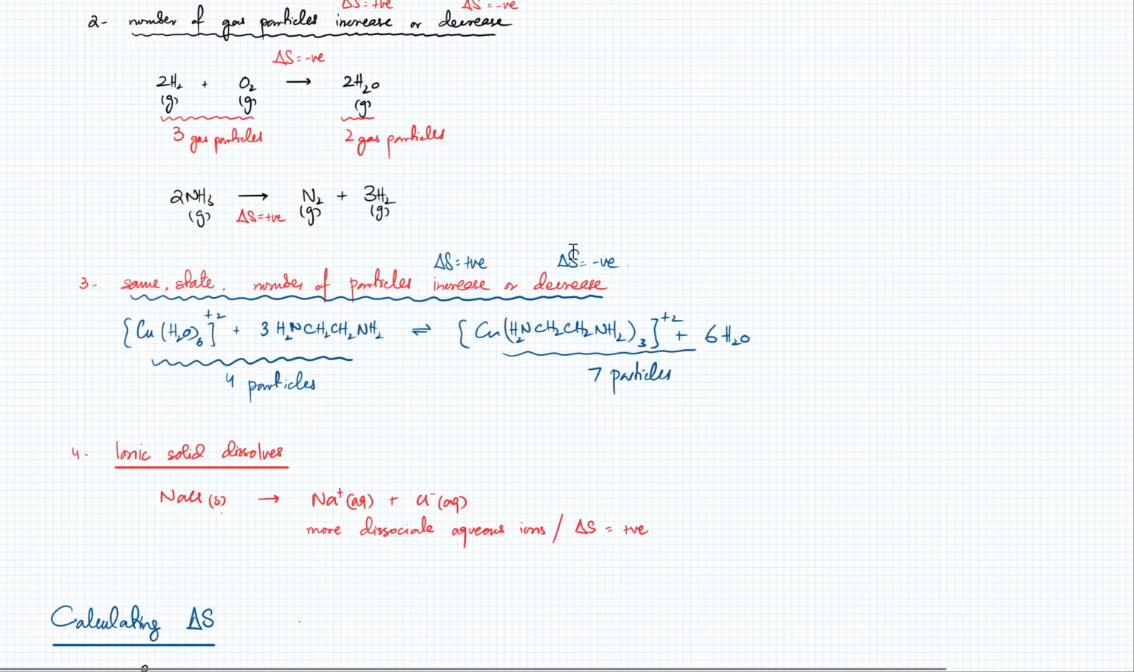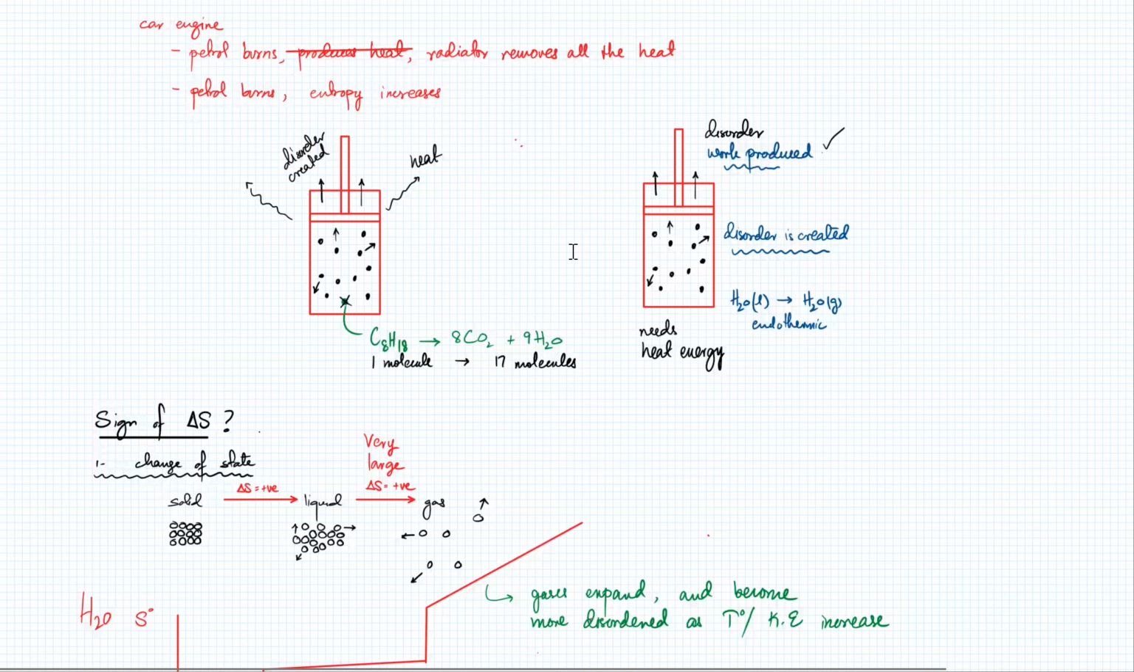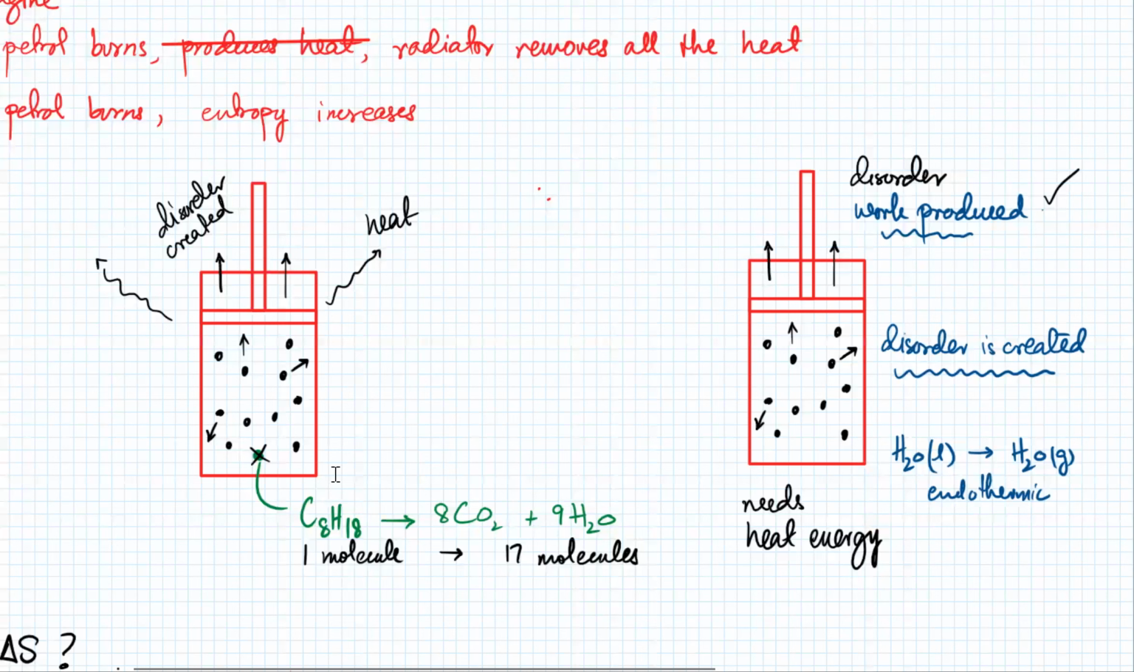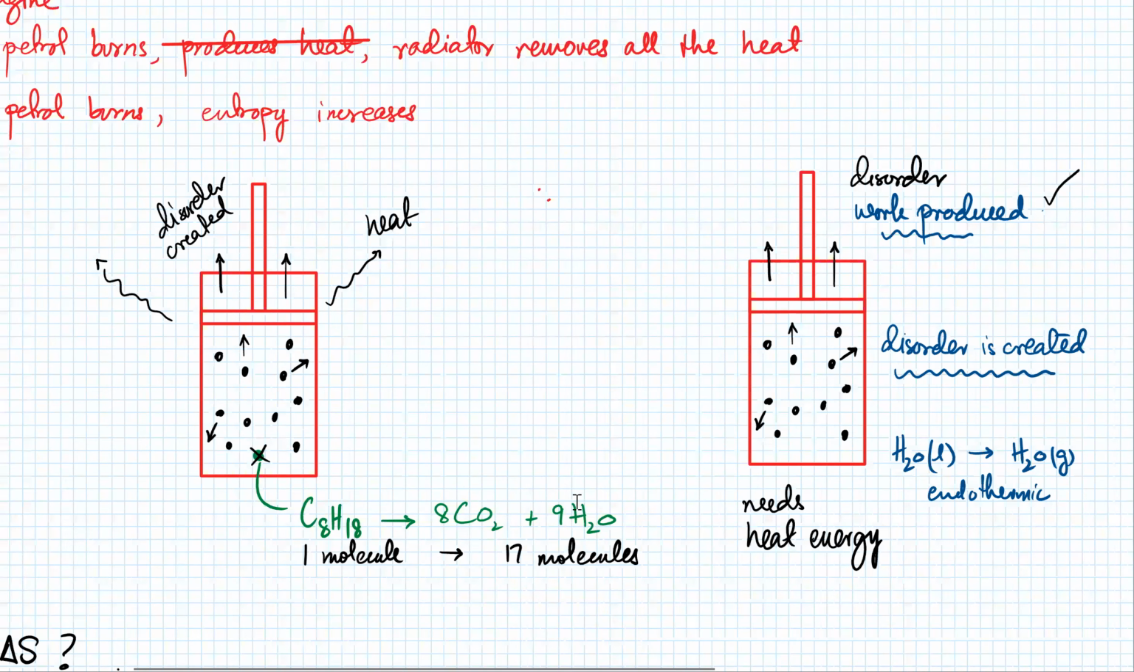ठीक है, उसकी explanation मैंने यहाँ पे कहीं दी थी कि I told you that when you burn petrol, what happens is that disorder gets created. ठीक है, when you burn petrol, तो आपका एक molecule जो होता है ना, that turns into tiny molecules. So the number of particles increase. So one molecule all of a sudden turns into 17 molecules. It breaks up into 17 different carbon dioxide and water molecules, and a lot of disorder gets created. A lot of particles get produced, and that disorder is going to push the piston upwards. The work gets produced. So जब भी disorder gets created, work gets produced.